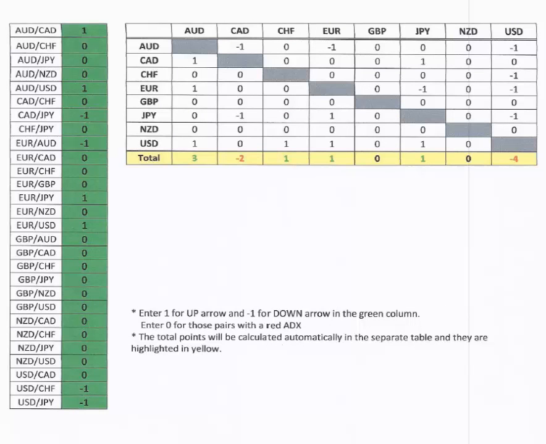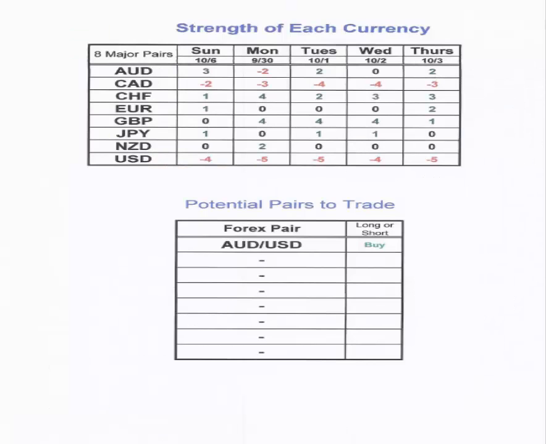What we do is we take the results from the ADX analysis and we plug it into our strength analyzer. This strength analyzer will give us the strength for each of the 8 currencies. From the strength analyzer, we put the results in this table. Today we had 1 strong currency and 1 weak currency.